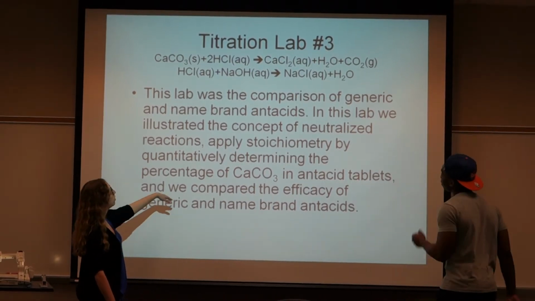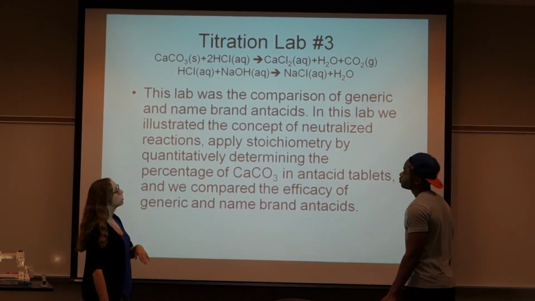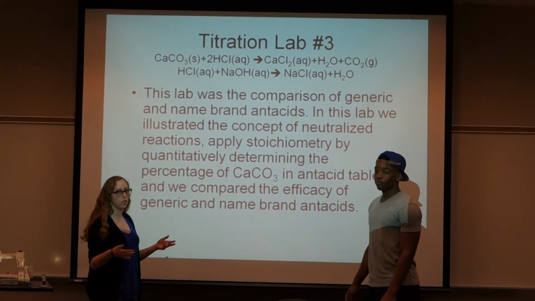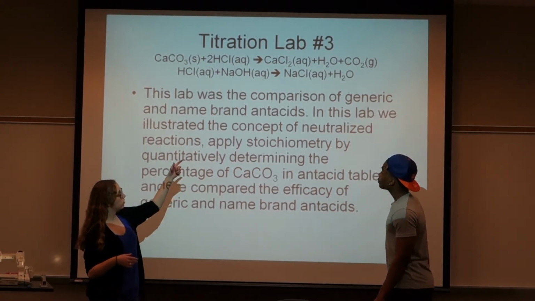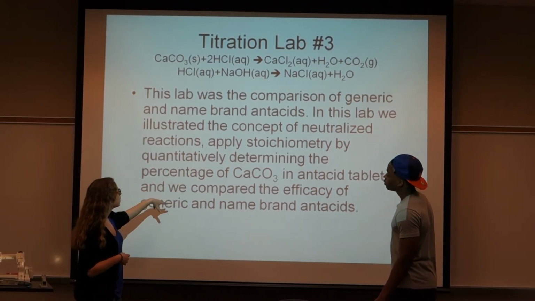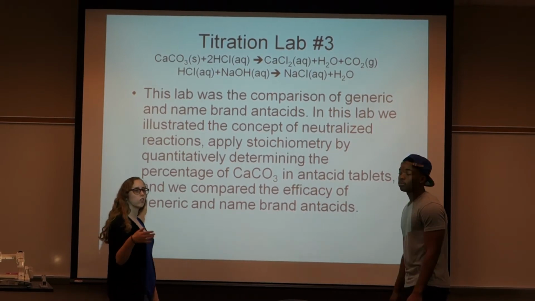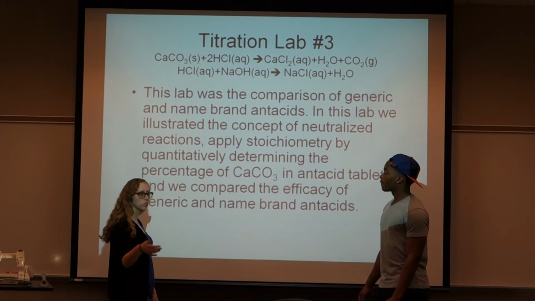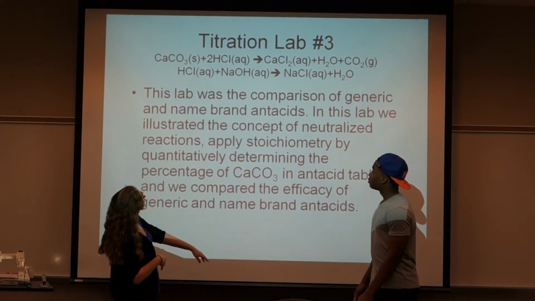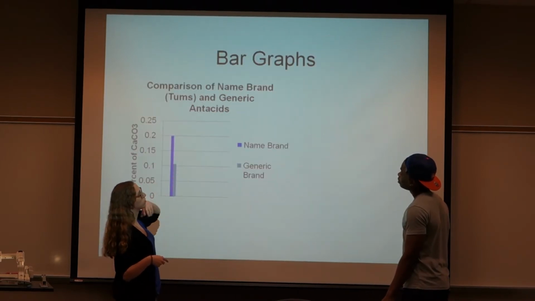In the third lab, we have the generic and name brand. In the titration, we did hydrochloric acid plus sodium hydroxide, which was the titration part. We mixed it together and made sodium chloride plus water. And this helped us determine the percentage of calcium carbonate, which in turn let us know which brand helped neutralize the stomach acid faster. These two equations show the reactions of these.